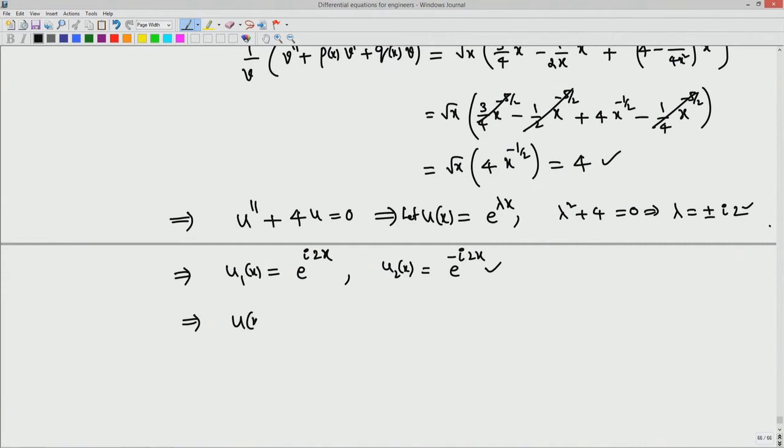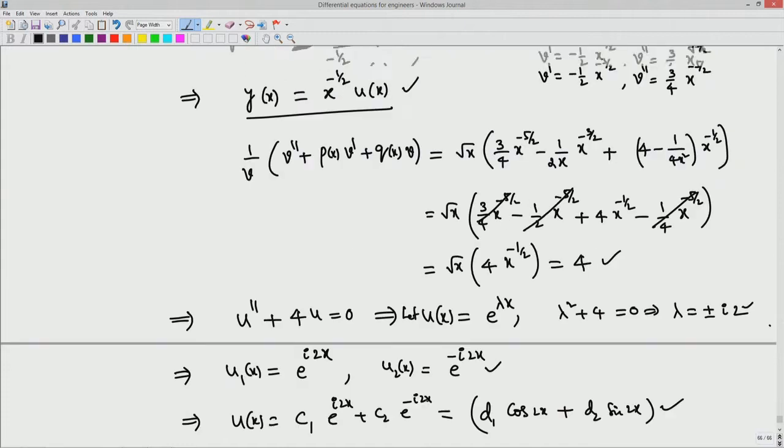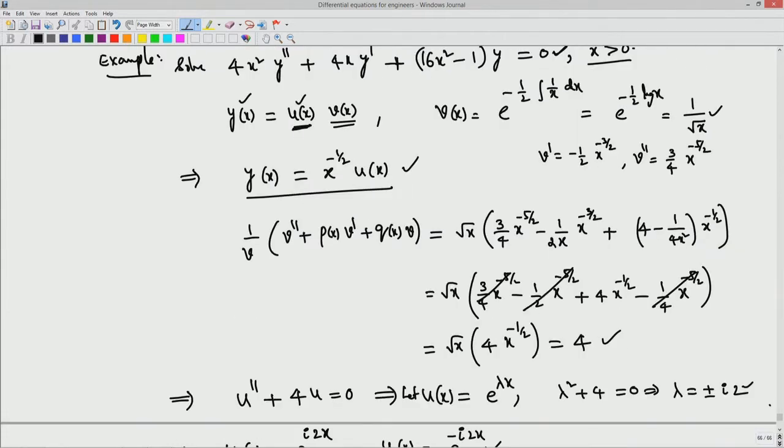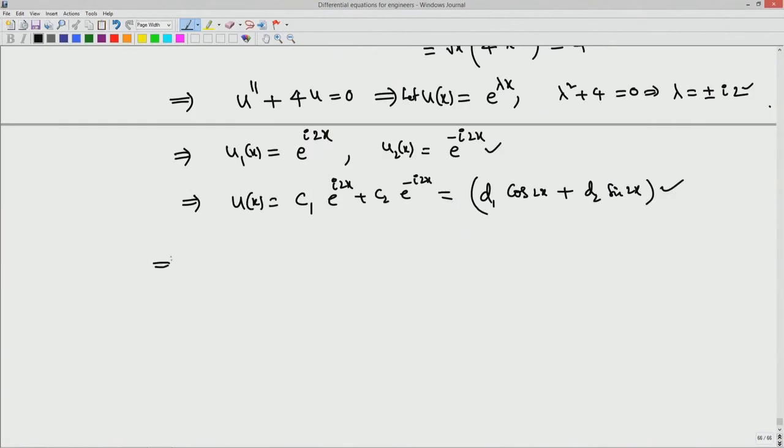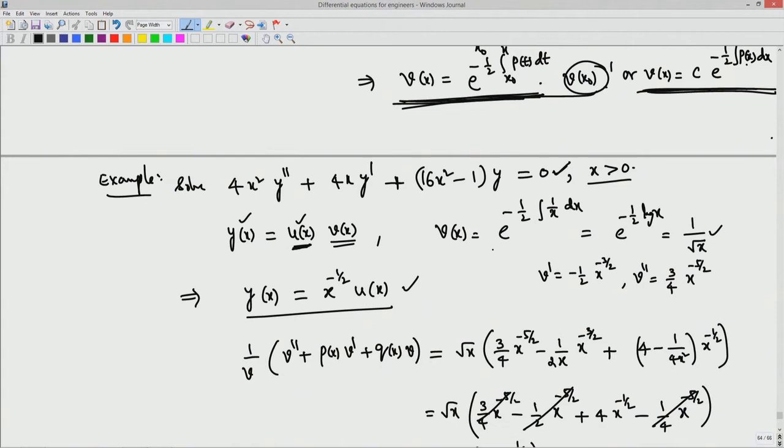So, you have your u of x as c1 e power i 2x plus c2 e power minus i 2x, or with two different new arbitrary constants you can write d1 cos 2x plus d2 sin 2x. You can also write your general solution like this. This is your u. So what is your y? You want y as u into v. Okay. So this implies my y of x, the general solution, is d1 cos 2x plus d2 sin 2x, they are arbitrary constants, into x power minus half, that is your v. Okay. That is all.